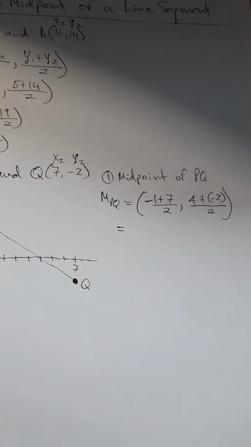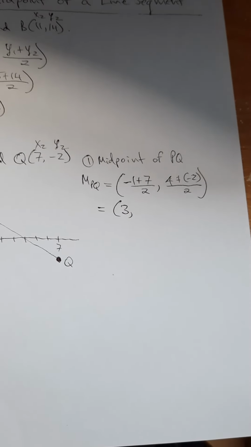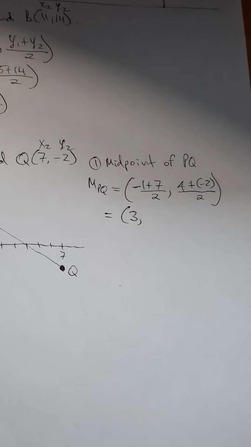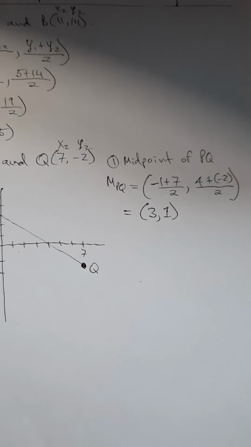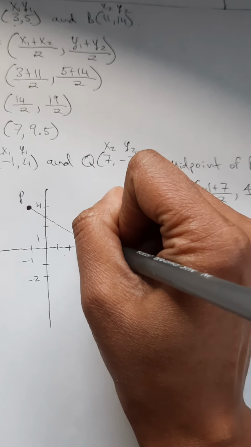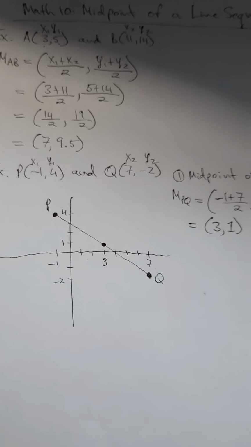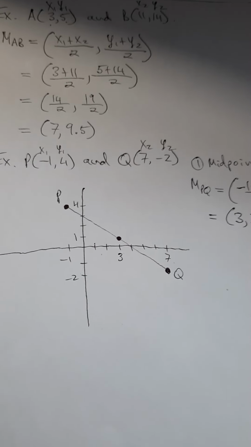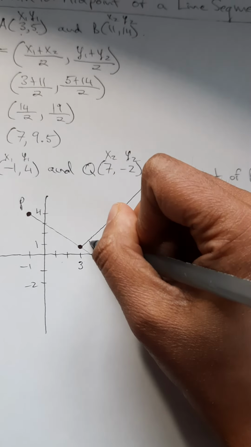What we're left with: negative 1 plus 7 is 6 divided by 2, which is 3. And the second one is 4 plus negative 2, which is 2 divided by 2, which is equal to 1. So this is the midpoint of PQ. It's (3, 1), and we're going to put it into our diagram. Because it is just a sketch, but I can see it is very accurate. What we're actually looking for, so I'm going to make a straight line like this.